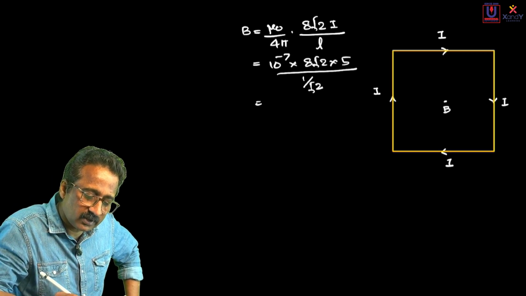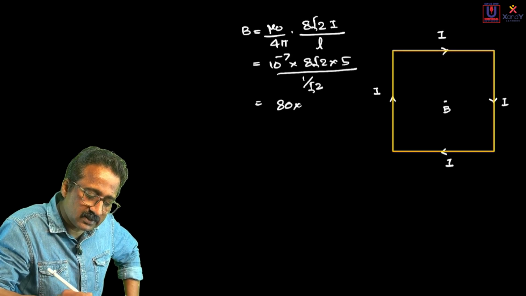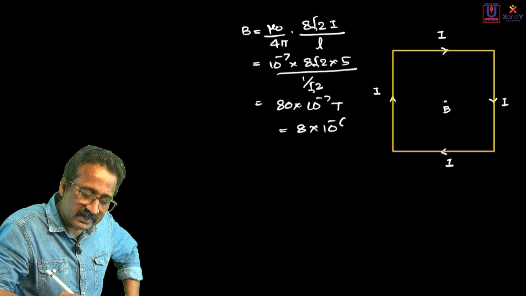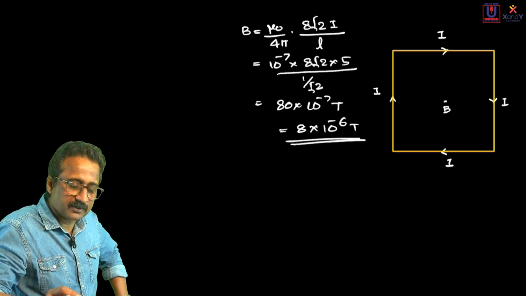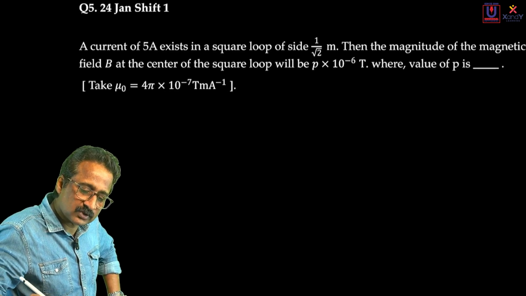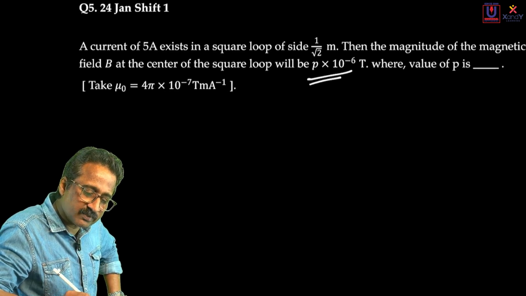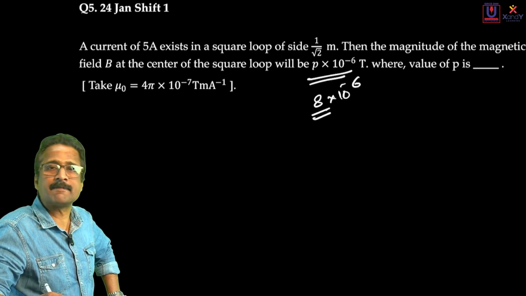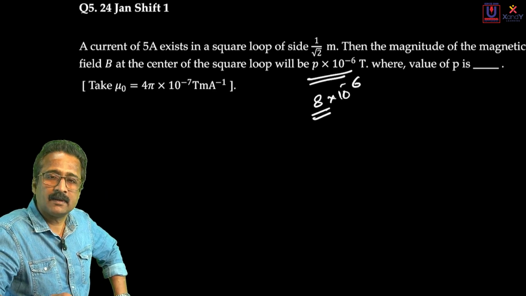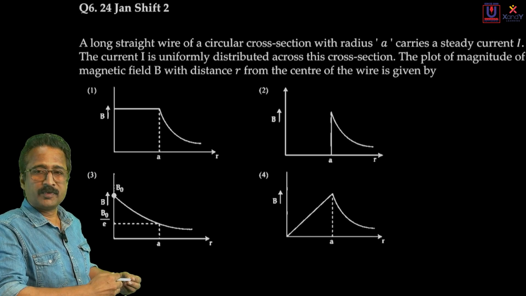It gives you 8 into 5, 40, into 2, 80. So 80 into 10 raised to minus 7 Tesla, or in 10 raised to minus 6, it is 8 into 10 raised to minus 6 Tesla. That's the field produced by the loop at center. So your answer is 8. They ask you the numerical value of P. Answer is 8. Moving on to the next one.